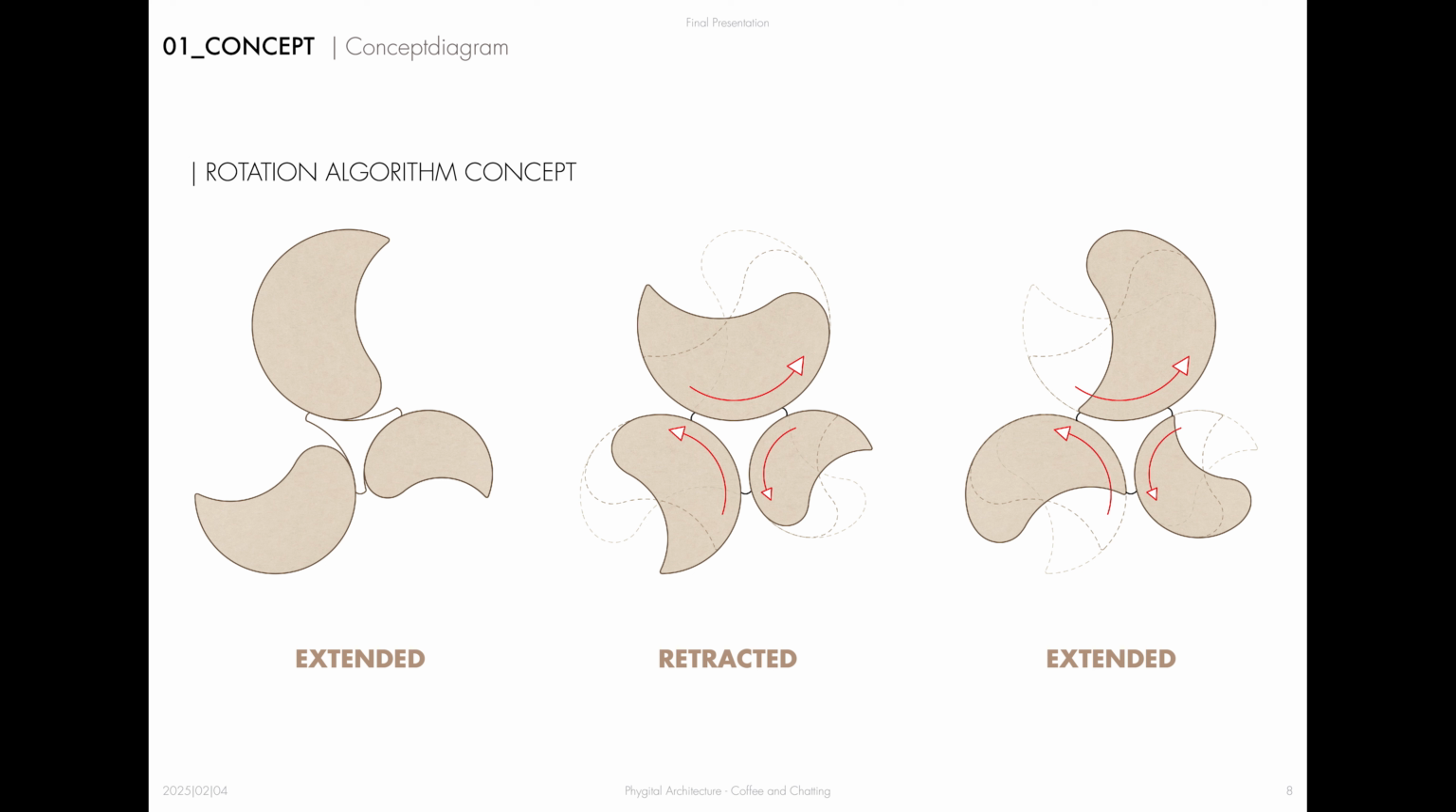Initially, the table is fully extended, an open form that allows easy approach. As people gather, it adjusts to bring users into an arrangement that encourages conversation, then shifts outward again.